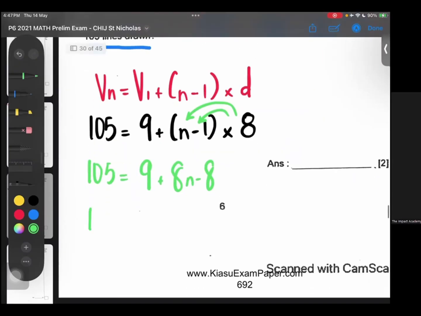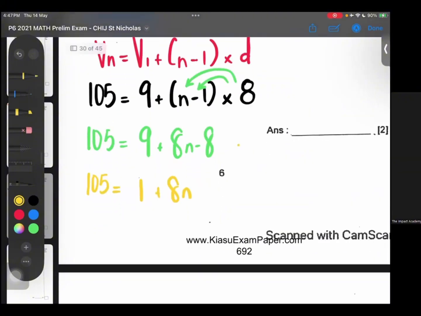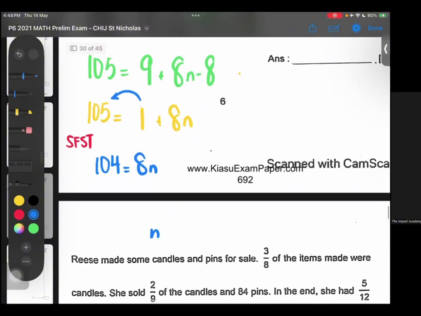Then next, 105 equals, maybe I'll write in yellow color like a banana, 9 minus 8, which in this situation is 1, plus 8n, as you can see over here. That's basically what you'll get. Then same family sit together. You just bring the 1 over, so you get 104 equals 8n. True? So therefore, my n equals 104 divided by 8. When I do 104 divided by 8, n equals 13.